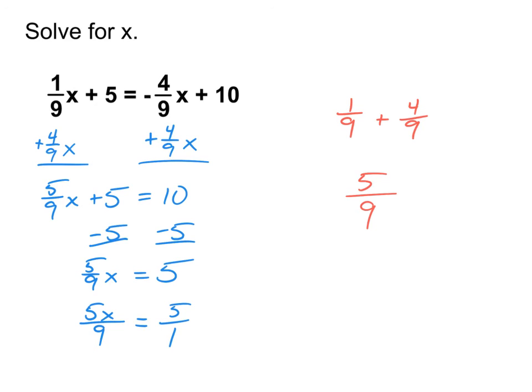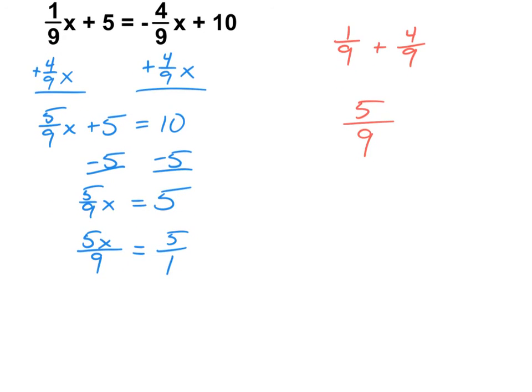We have our fraction equal to the fraction. So having done that, we can now go ahead and cross multiply, just like we did before. And so the 5 times the 9 is 45, and the 5x times 1 is 5x. Last thing, get the x by itself. So, divide both sides by 5. And there we go, that one is done.